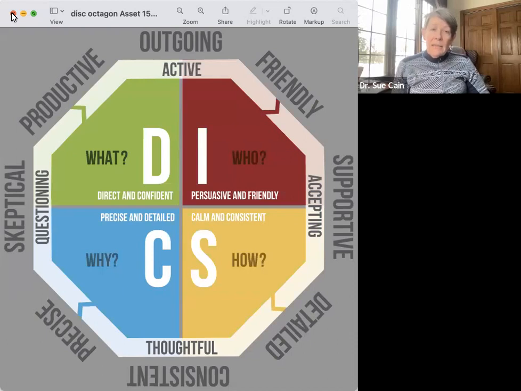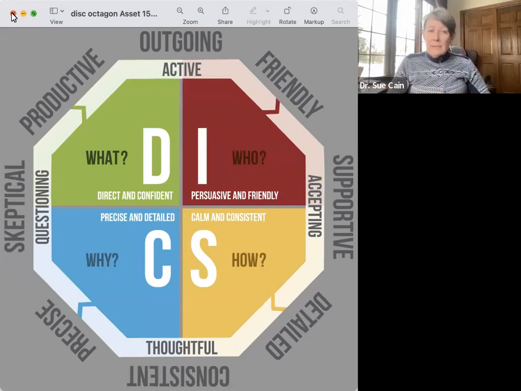So let's take a look at the model and break down what we're talking about here. On the outside of this octagon, you'll see words, starting at the top with outgoing. It goes to friendly, supportive, detailed, consistent, precise, skeptical, productive. We see that people gravitate towards different tendencies just by looking at those words. Think about yourself. What grabs you in terms of those words and makes you feel comfortable and whole, and makes you resonate with those meanings? And then inside, where it says active, accepting, thoughtful, and questioning, let's break that down as well.